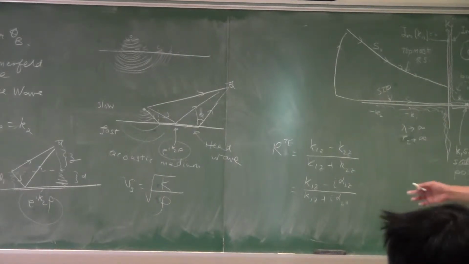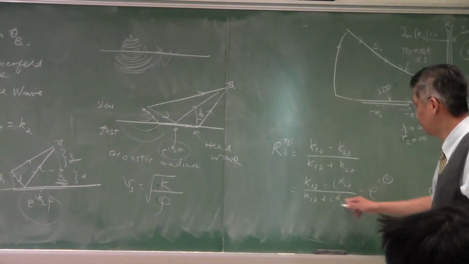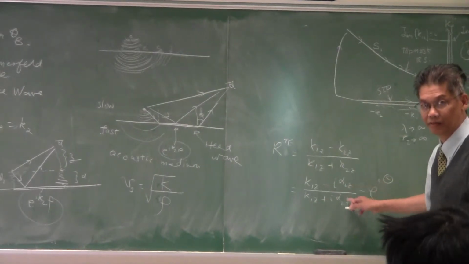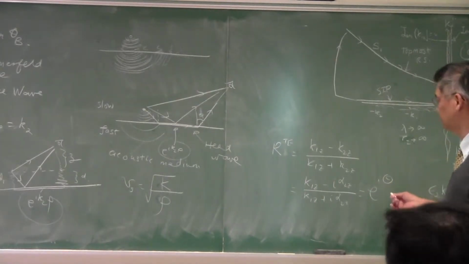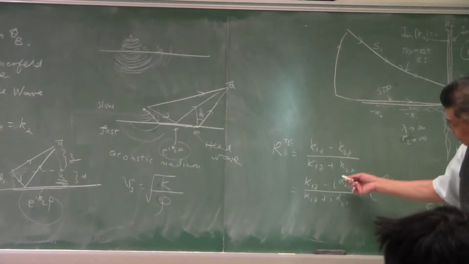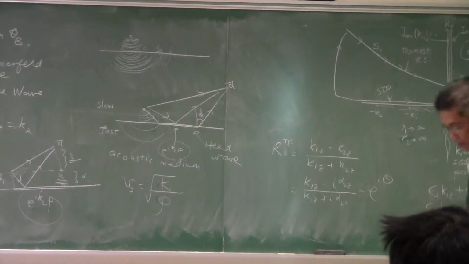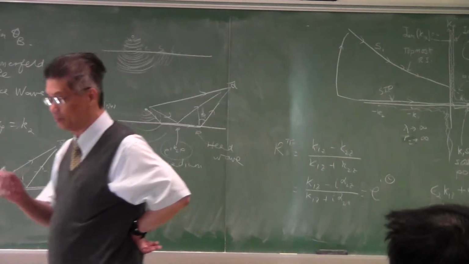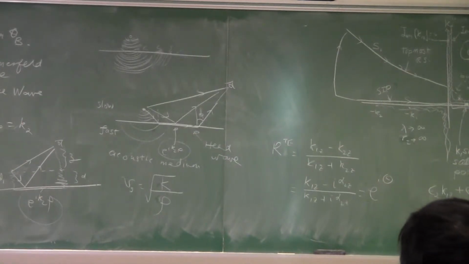But then because of this thing, you can write this as a unit amplitude. And this is unit amplitude because numerator and denominator are the same and complex conjugate to each other. This is just a phase shift. The reflection coefficient at total internal reflection is just a phase shift. Okay? What is a phase shift? A phase shift in the frequency domain is a what in the time domain? A delay. So this reflection coefficient actually gives rise to a delay.